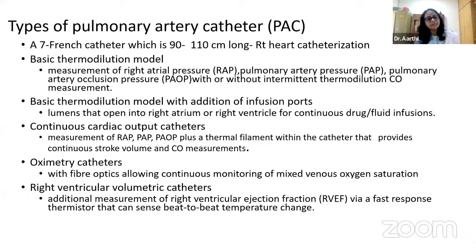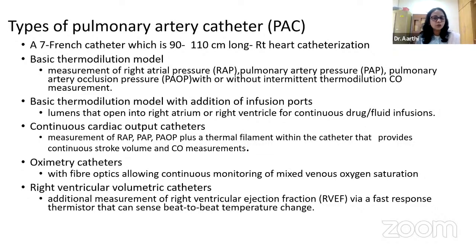These are basic thermodilution models, used to measure the right atrial pressure, pulmonary artery pressure, and pulmonary artery occlusion pressure without intermittent thermodilution or cardiac output measurements. So this is a basic model, which just measures the right heart pressures and pulmonary artery occlusion pressures.